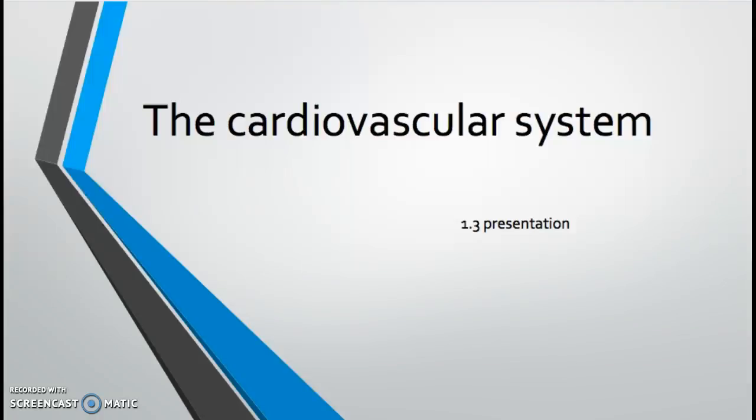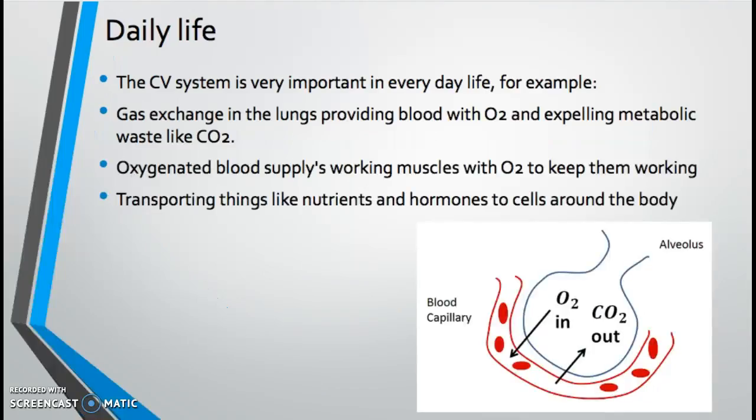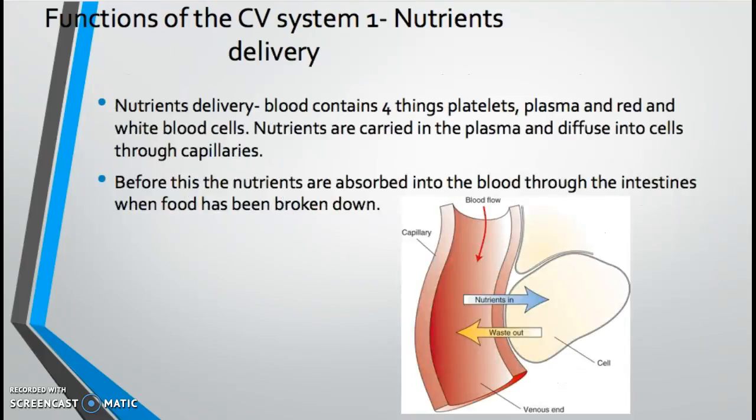So this is about the cardiovascular system. It's used in everyday life, for example, gas exchange in the lungs, providing blood with oxygen and expelling metabolic waste like carbon dioxide. Oxygenated blood supplies working muscles with oxygen to keep them working, and they also transport things like nutrients and hormones to cells around the body.